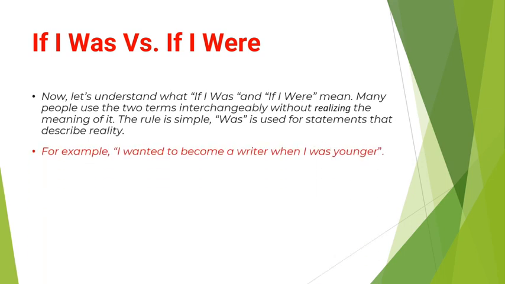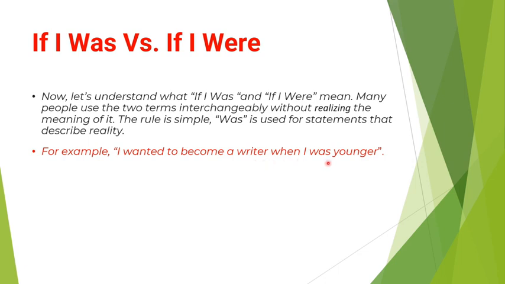For example, I wanted to become a writer when I was younger. So this sentence is talking about reality, that I wanted to become a writer, not a dancer or a musician or something else. Wanted to become a writer only. This is the reality. So that is why was is used. Right? I wanted to become a writer when I was younger.